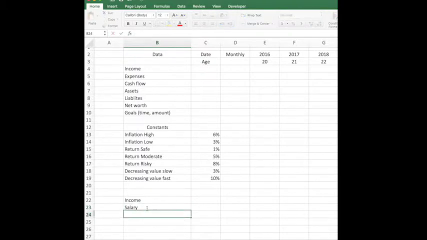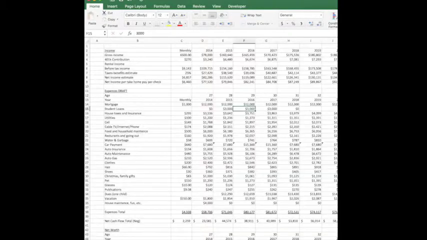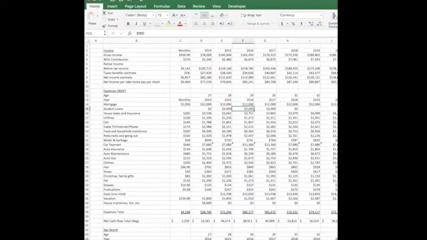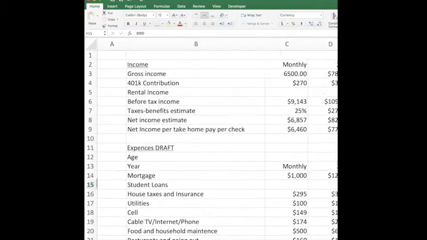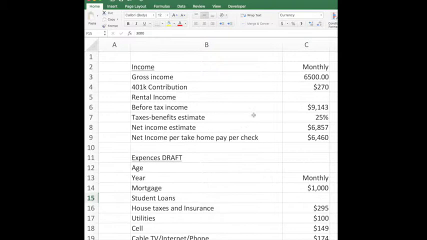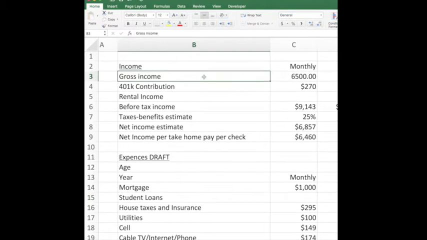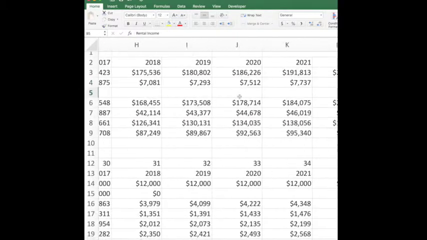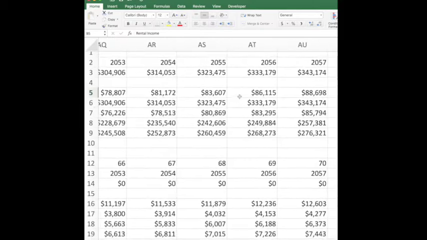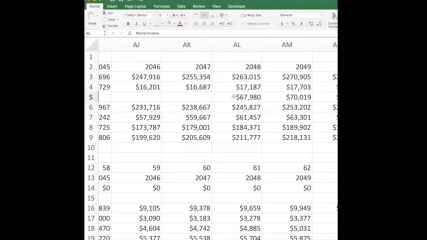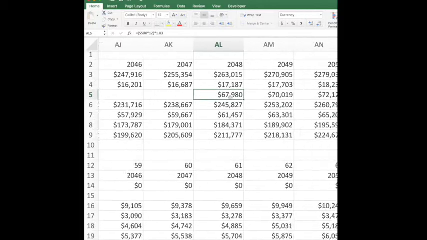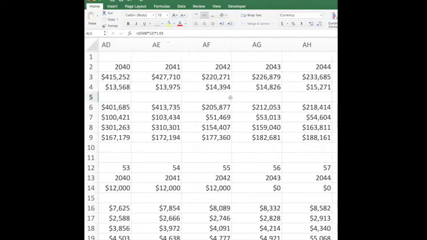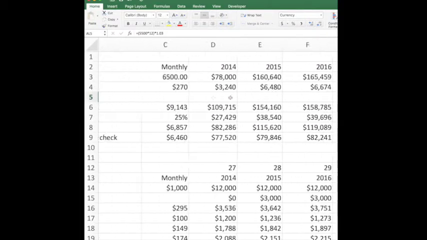Now we can break salary down. If you look at how this person did it, I'll zoom in here for you. You can see they had gross income, and then they made $6,500 a month. They had a 401k contribution, which was taken out of that. They had rental income at some point in their life. When did rental income come in? Wait, here it is. Rental income came in 2048. So eventually they got to rental income.